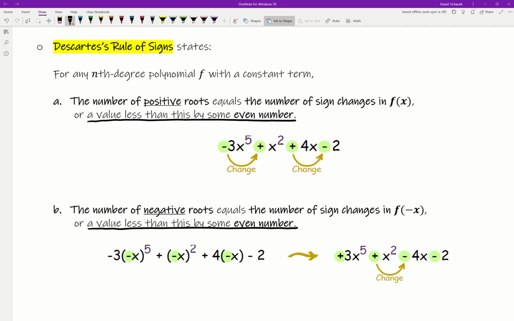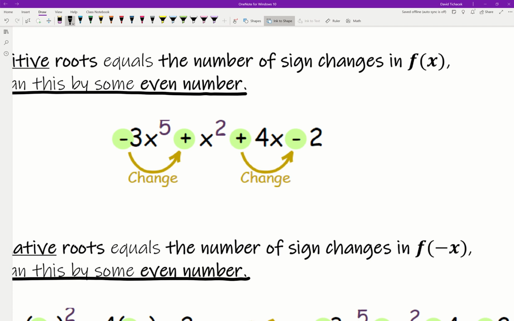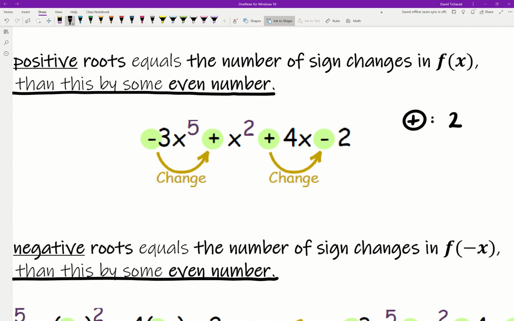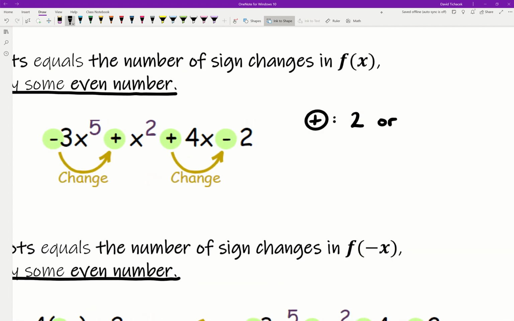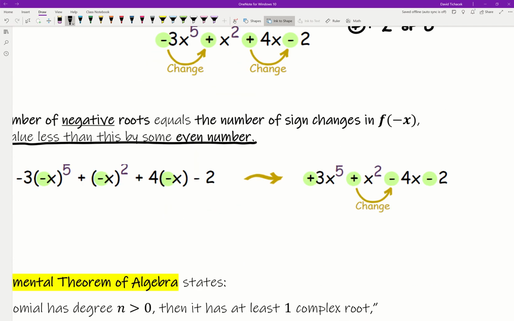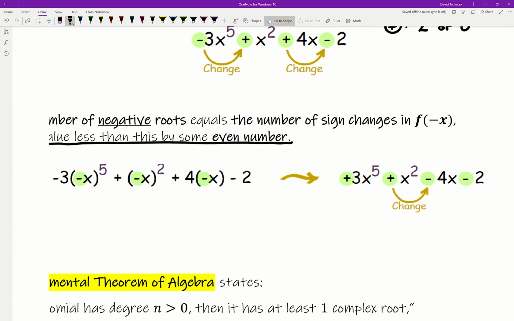So in the case right here where you count 2 sign changes, the number of positive roots we would expect is either going to be that number 2 or less than that by some sort of even number. So it's either going to be 2 positives or less than 2 by some sort of even number. So 2 or 0 in this case, okay? And moving on to the case where you're counting the number of negatives, you do have to figure out what f of negative x is, and that's what this is right here.